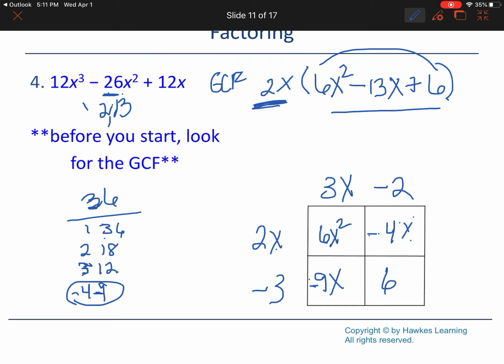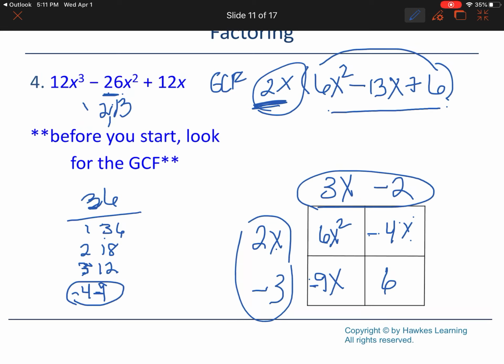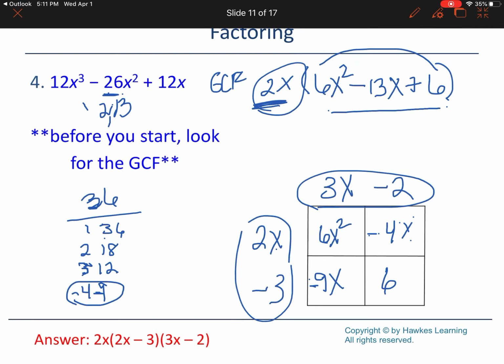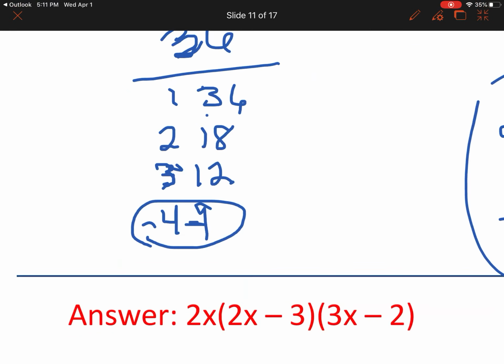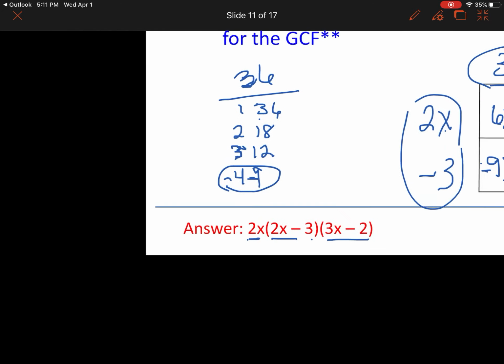And sure enough, we double check. Negative 3 times negative 2 is positive 6. Okay, so these are my 2 answers for this part. But don't forget this. That has to also be part of our answer. Okay, so we have 3 parts. We have our 2x, we have our 2x minus 3, and we have our 3x minus 2. See?